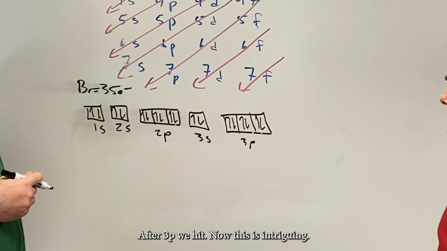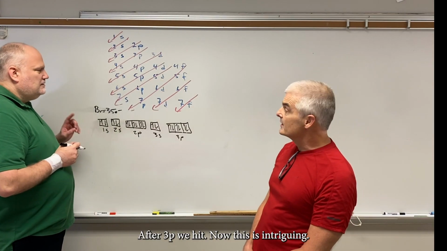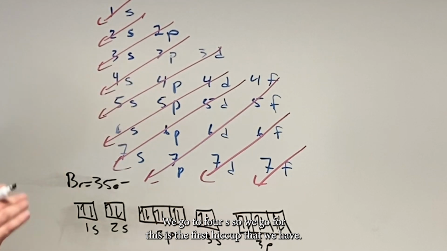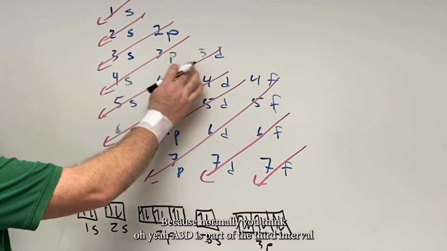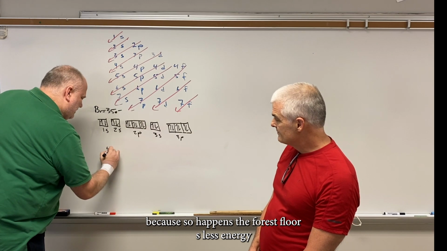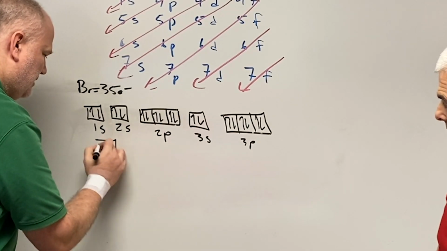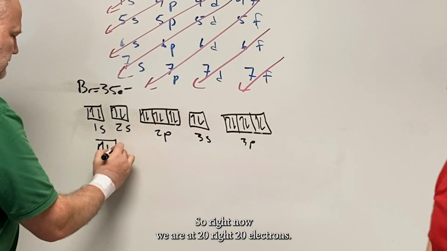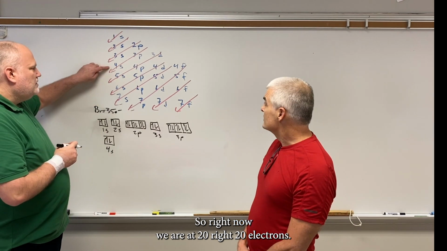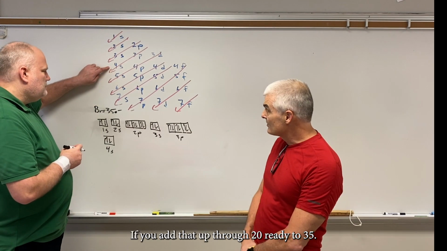Probably a new line. After 3p, we hit, now this is intriguing, we go to 4s. So we go 4s. This is the first hiccup that we have, because normally you think, oh yeah, the 3d is part of the third energy level. Just so happens the 4s has less energy. And 2 electrons. 2 electrons in there. So right now, we are at 20, right? 20 electrons. We had to get to 35.